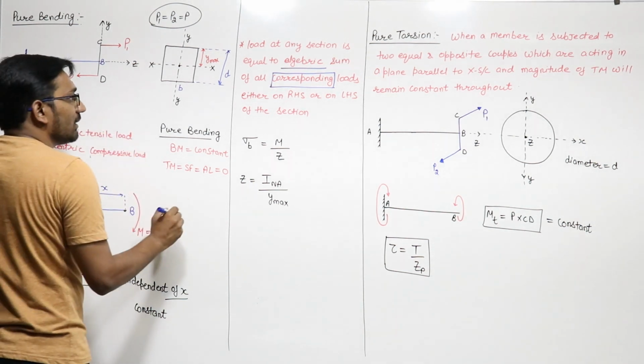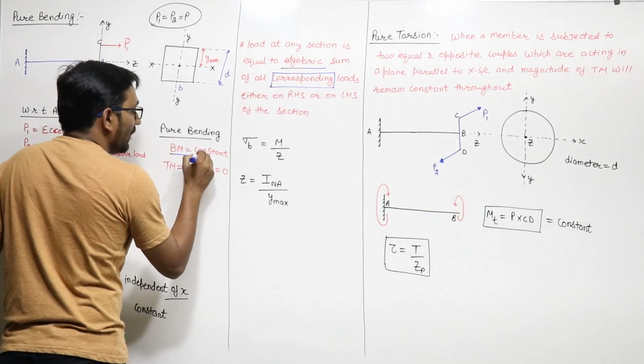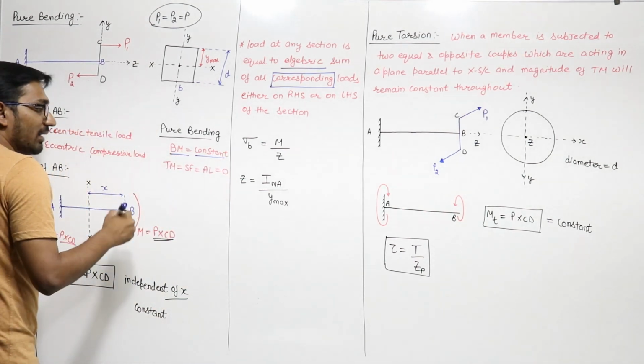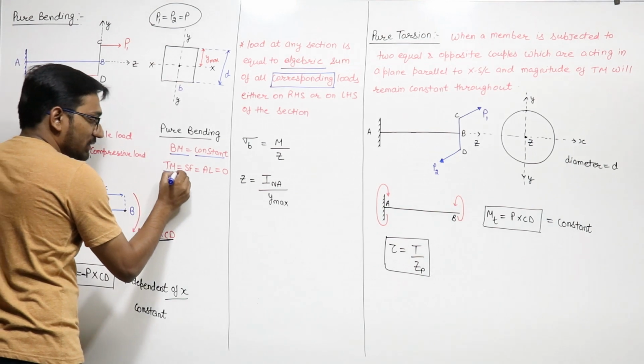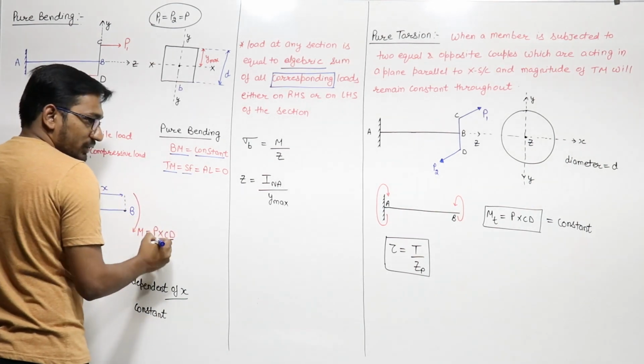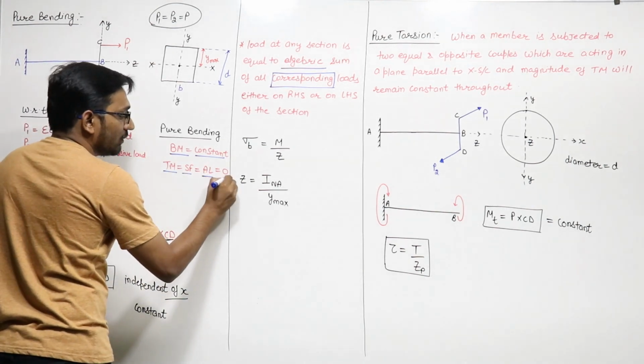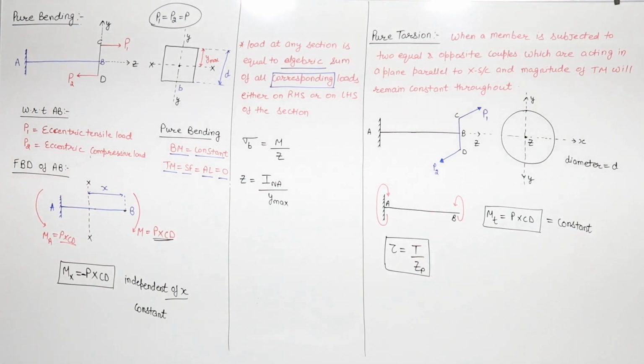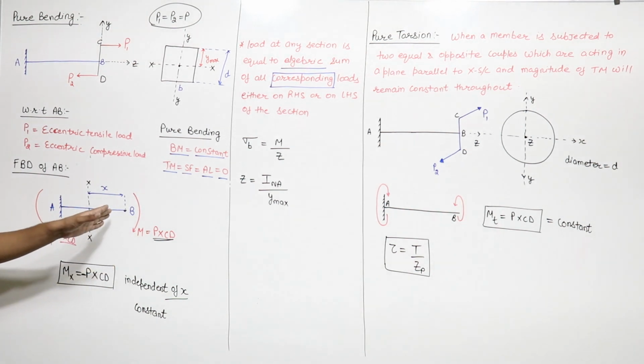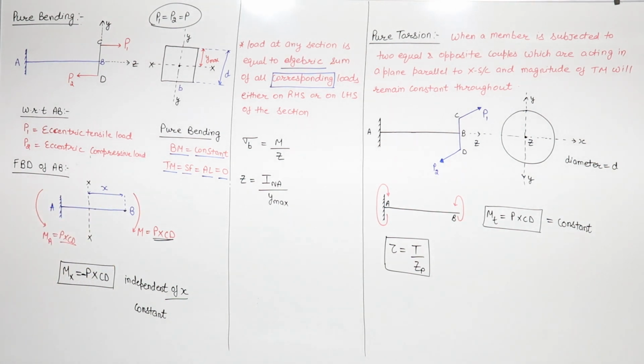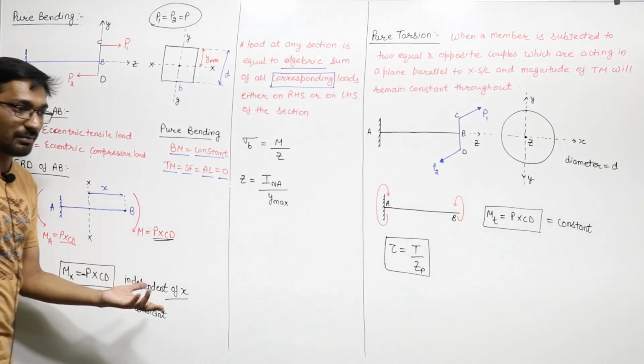In pure bending, we have the bending moment constant, and the other forces, that is twisting moment, shear force and axial load, will be equal to 0. All the other forces will be 0. Only bending moment must be there, and this bending moment will be constant throughout the length of the member or your beam.